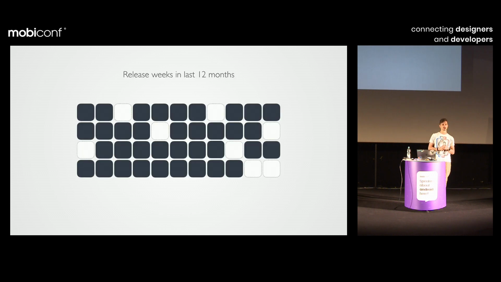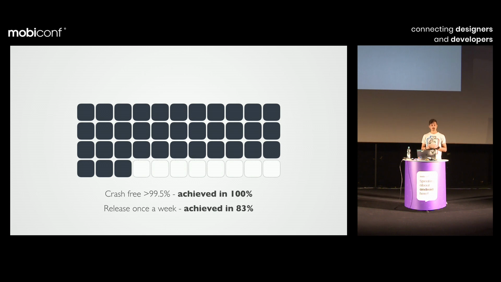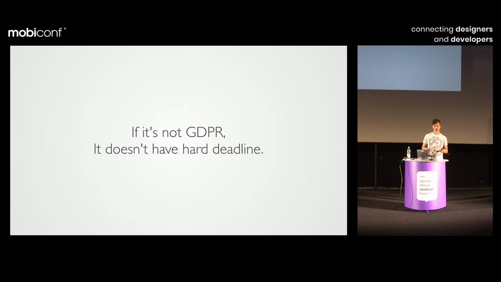So what does it mean for our KPIs? The most important goal, the crash-free rate, was achieved at 100%. And we achieved more than 80% for the second goal, so it isn't a big price for our customers' satisfaction.